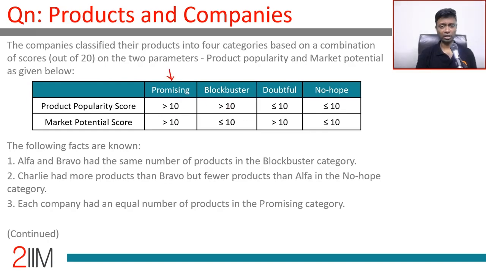If product popularity is greater than 10 but market potential is less than or equal to 10, then it is blockbuster. If product popularity is less than or equal to 10 but market potential is greater than 10, it's doubtful. Both are less than or equal to 10, it's no hope. Right, wonderful. These two quadrants are going to be easy, promising and no hope. And 10 is the midpoint.